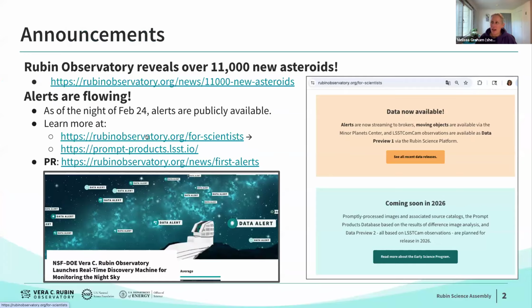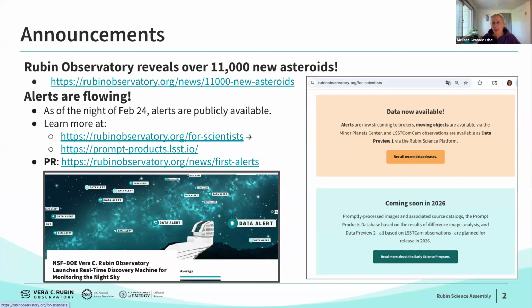For announcements, we've got Rubin Observatory has revealed over 11,000 new asteroids. So you can find the press release here. And also, when Rubin releases asteroids, they go to the Minor Planet Center. So that is the place to go to get that kind of data.